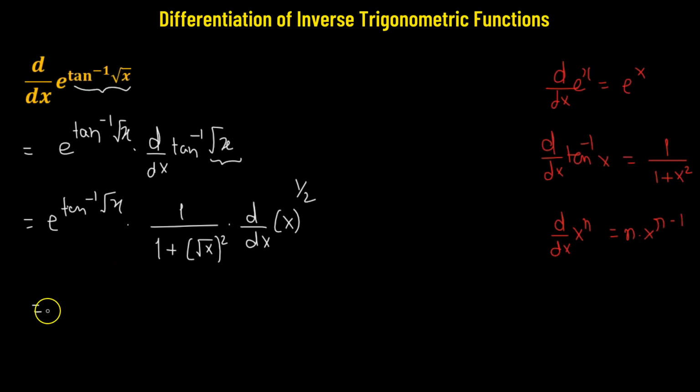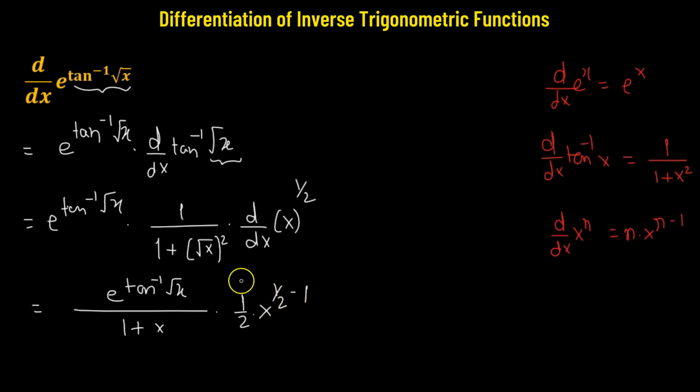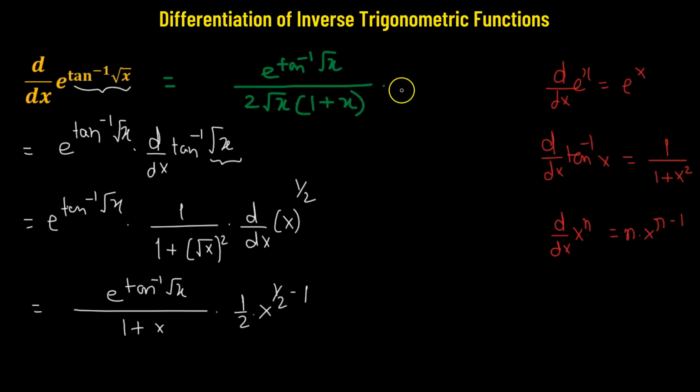So that means we have 1 plus square root of x squared. So that will be 1 plus x times the derivative of x raised to the power of half. So that will be half times x raised to the power of half minus 1. So that means our final solution will be equal to, let's rewrite everything: e raised to the power of tangent inverse of square root of x divided by 2 times square root of x multiplied by 1 plus x. So this is the final solution.